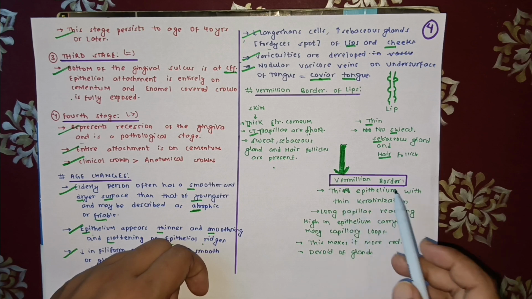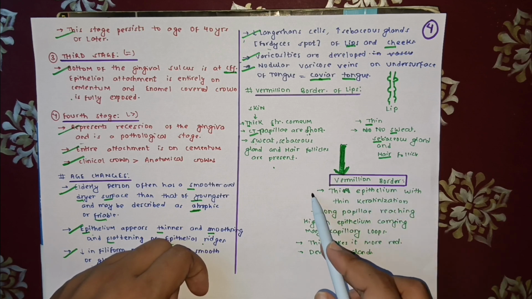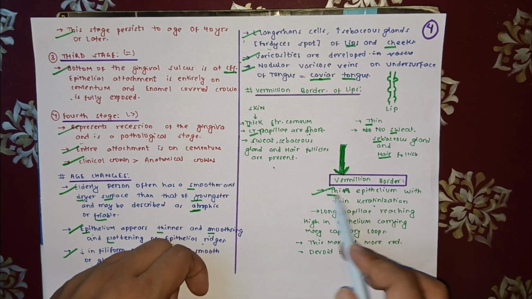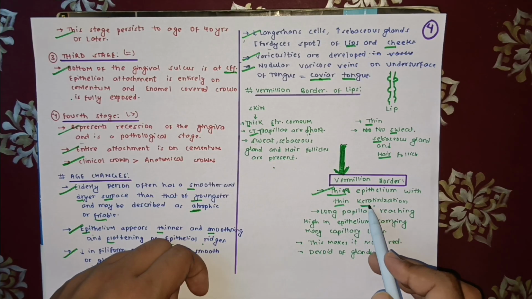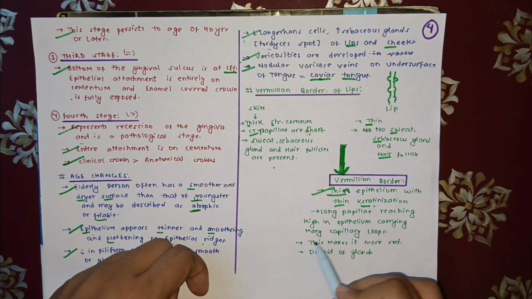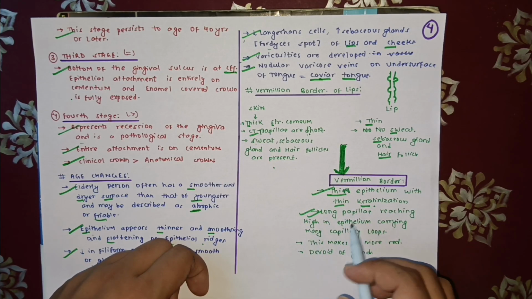The vermilion border has a thin epithelium with thin keratinization. Long papillae reach high in the epithelium, carrying many capillary loops. This is very important. This can be asked in your MCQ exam.